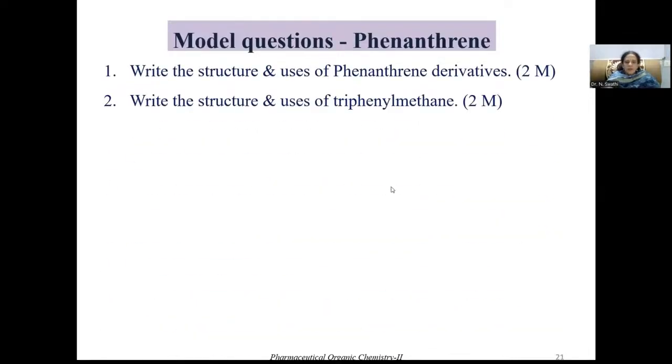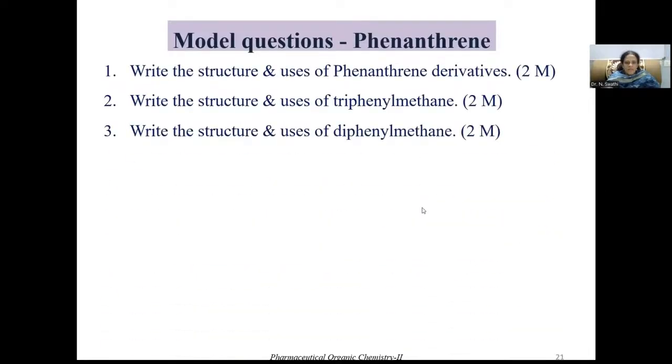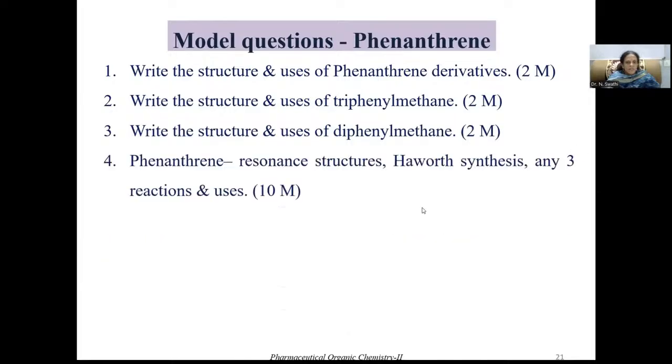So these are a few important questions from phenanthrene as well as diphenyl methane and triphenyl methane. When it comes to phenanthrene, the structure and uses of phenanthrene derivatives may be asked for 2 marks. Similarly, phenanthrene resonance structures, Haworth synthesis, and at least any 3 reactions and uses of phenanthrene derivatives may be given for 10 marks.